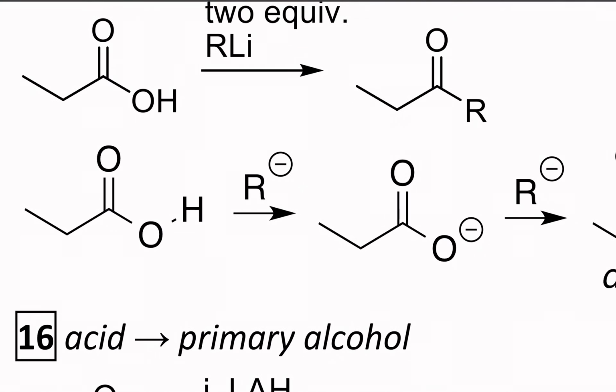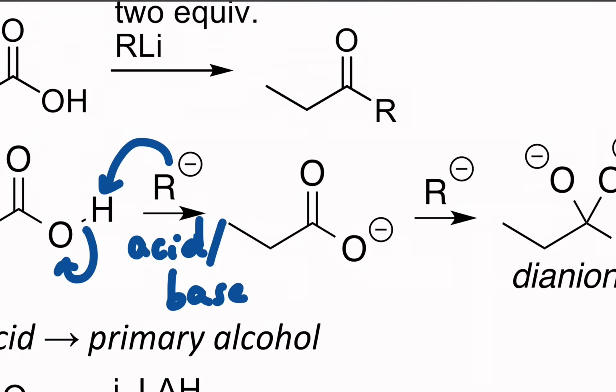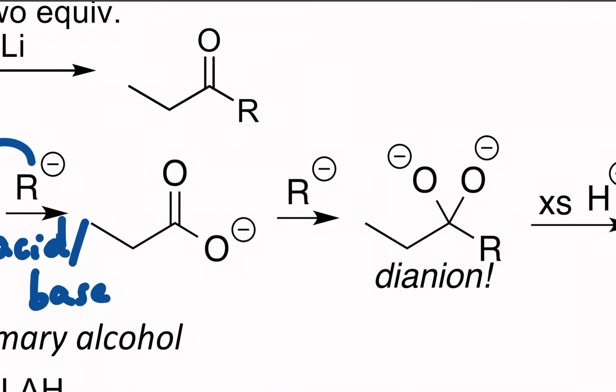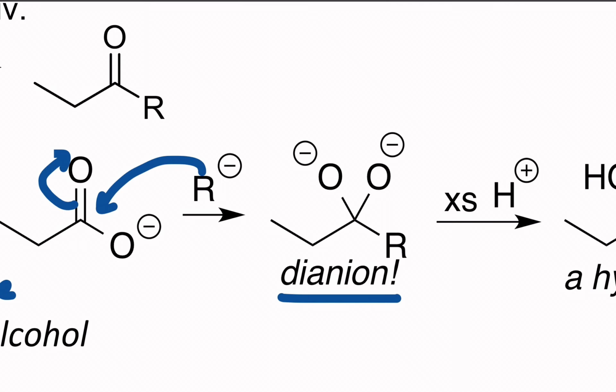The first part is an acid base. You kill an equivalent of your organometallic just by removing the H on the carboxylic acid. So that's the first equivalent. So you made RH, whatever it is. If this was methyl Grignard, you just made methane in a very expensive way. But once you have the anion, a second organometallic can attack that carbonyl carbon, and now you absorb the electrons. You get a uniquely unstable dianion intermediate.